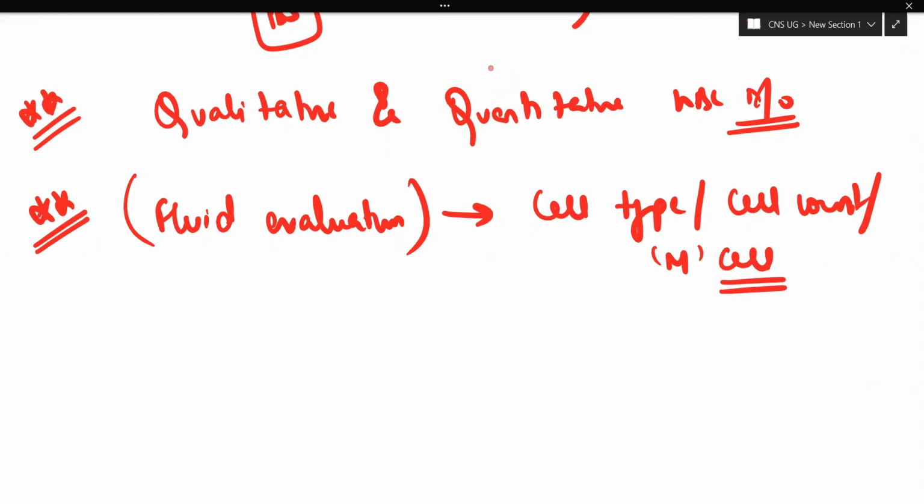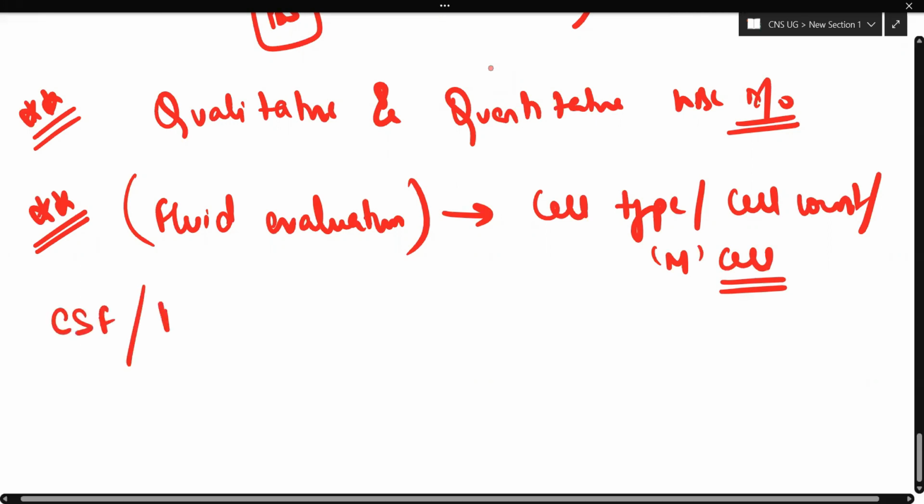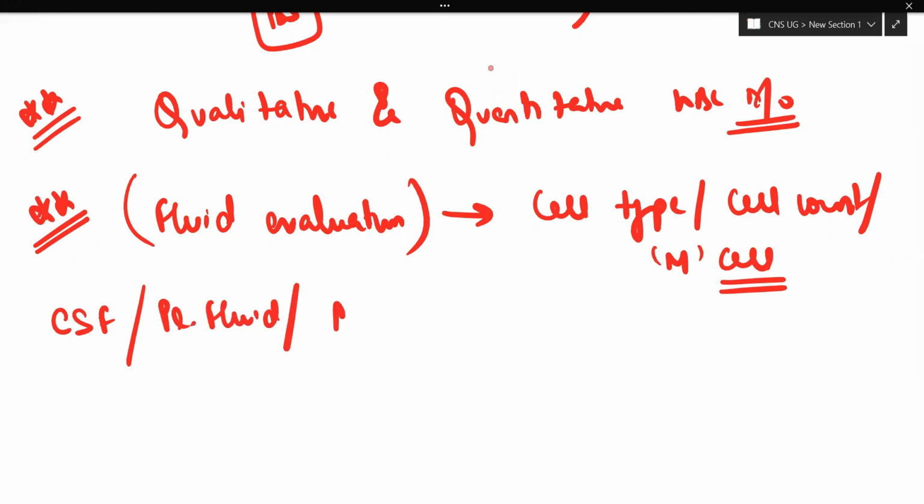Yes or no, everyone? So what are the different kinds of fluid that you receive? Commonly at night, if you have duty, you will receive CSF fluid. You will receive the pleural fluid for evaluation. Then we have the ascitic fluid for evaluation.